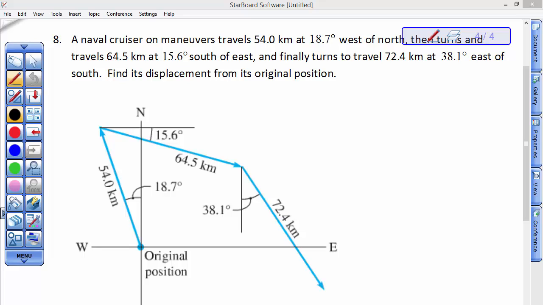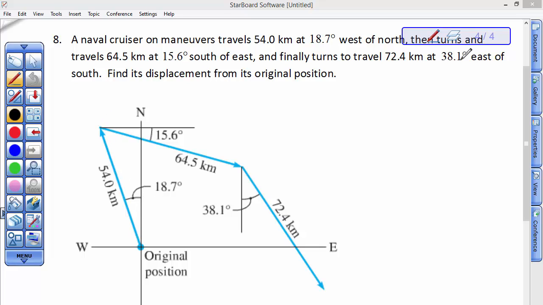Okay, let's look at an application of vectors. So we have a naval cruiser on maneuvers, and it travels 54 kilometers at 18.7 degrees west of north. So see this 18.7, here's north, and this is to the west of north. So this is where it heads out.